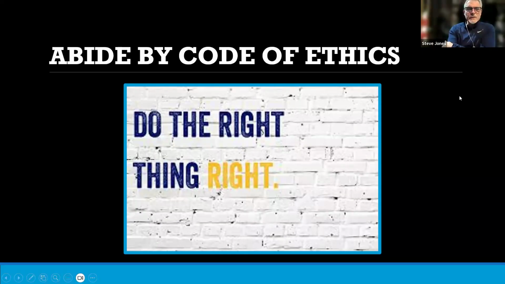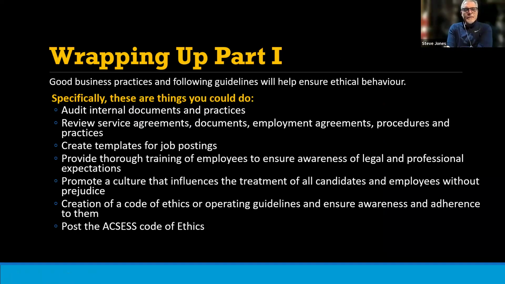Okay, so in part one, we specifically talked about the 11 guidelines. Some things that you can do: you can audit your internal documents and practices. Take a look at it and say, how do we do these things, and do they fit into the 11 practices of ethics and standards? You can take a look at your service agreements and the documents that you use, your employment agreements, and ask whether or not everything that you do is consistent with the Code of Ethics and Standards.